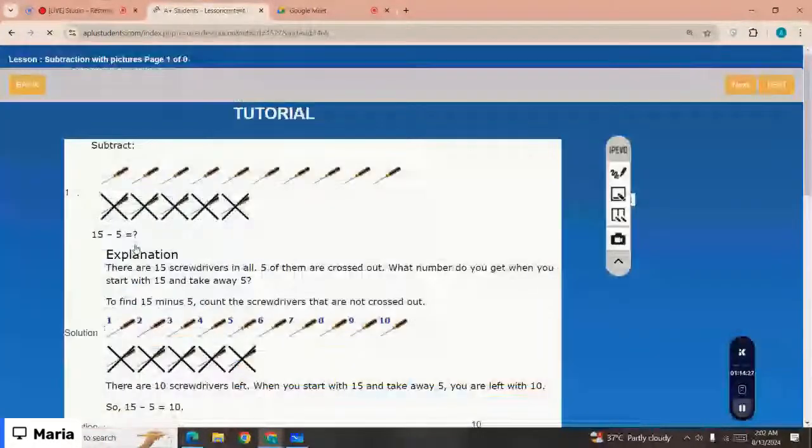Let's start with the first example, that is 15 take away 5. You can see you have 15 screwdrivers and 5 of them are crossed. You need to count the ones that are not crossed. That's how you do subtraction with pictures, right? That is very basic subtraction. So you need to count the ones that are not crossed. They are 1, 2, 3, 4, 5, 6, 7, 8, 9, 10. So 15 take away 5 is 10.